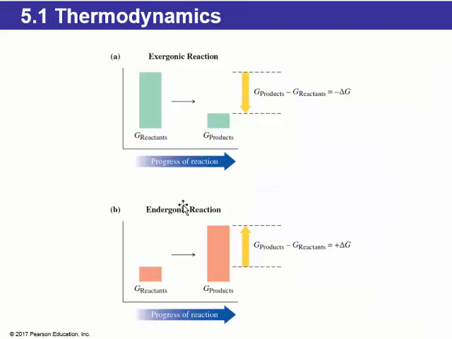We can also look at these graphs. If we look at an exergonic reaction where we have a sign of negative delta G, the reactants have higher levels or more free energy than the products. As the reaction goes forward and the reactants form products, free energy is lost. An endergonic reaction, on the other hand, a non-spontaneous reaction, needs energy to happen, and so the products have more free energy than the reactants. So the sign of delta G is positive.